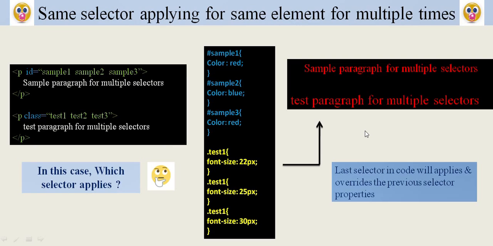This is the thing that you need to keep in mind about the rules and the priorities of our selectors. These are all the general rules that are applied to your selectors in our CSS file.